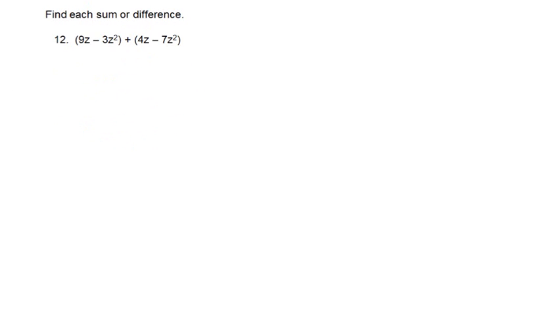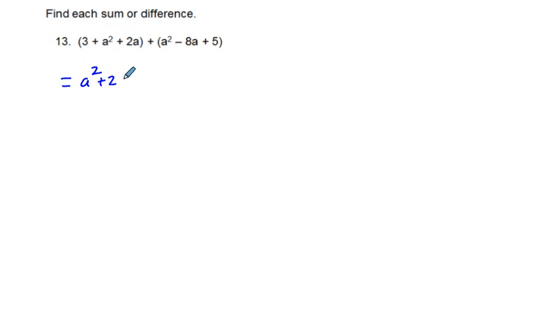Next on our problem, which is 13, we have 3 plus a squared plus 2a. And I'm going to write this here, the first 3 terms within parentheses, as a squared plus 2a plus 3. Now, why did I rewrite this in a different order? Well, I want to get closer to eventually what we're looking for, which is standard form, which is the exponents in order from greatest to least.